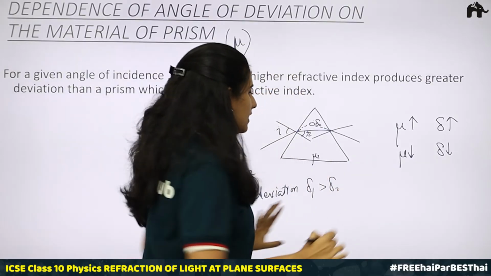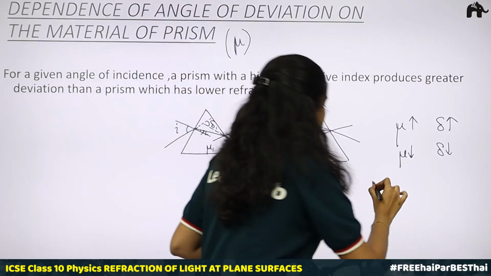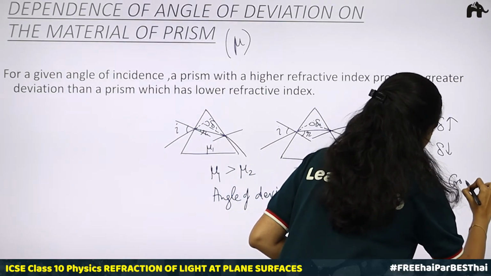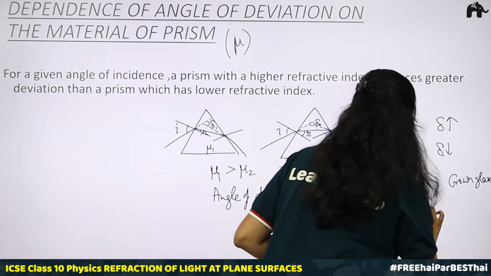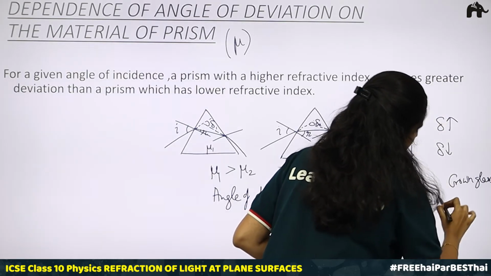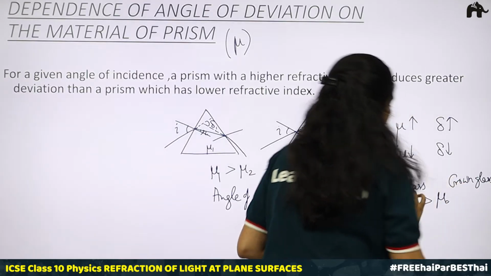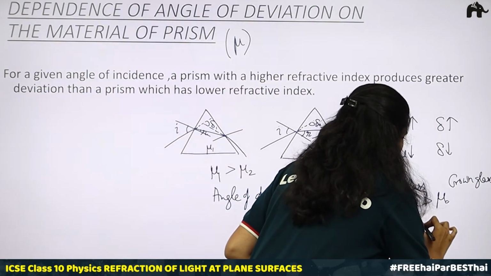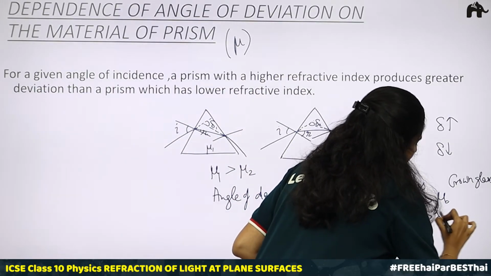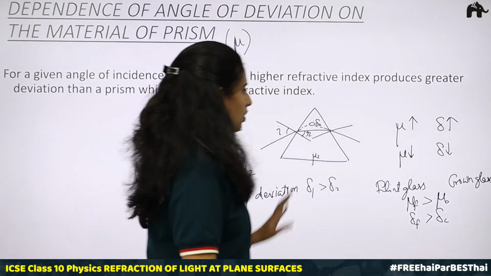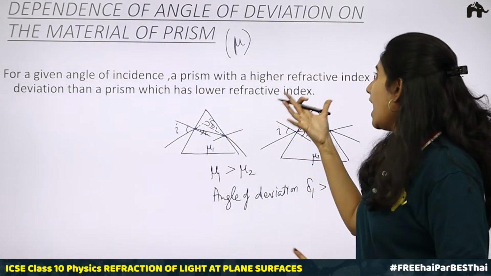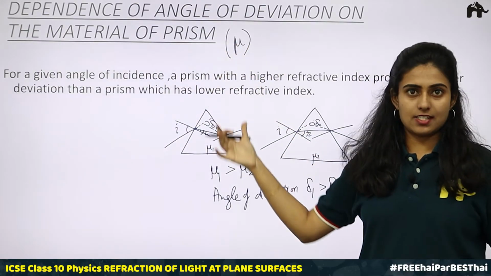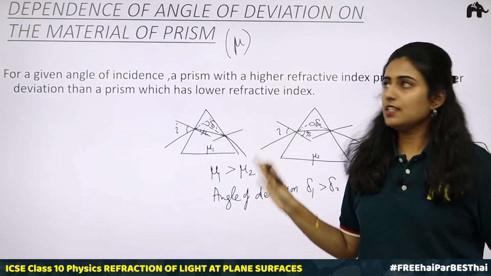Now, if you are considering a flint glass and a crown glass, the refractive index of the flint glass is greater than the refractive index of crown glass. In which case do we have the angle of deviation higher? The angle of deviation will be greater for the flint glass compared to the crown glass. Understood the dependence of the angle of deviation on refractive index or material of prism? Material of prism means the refractive index. This is your second factor.